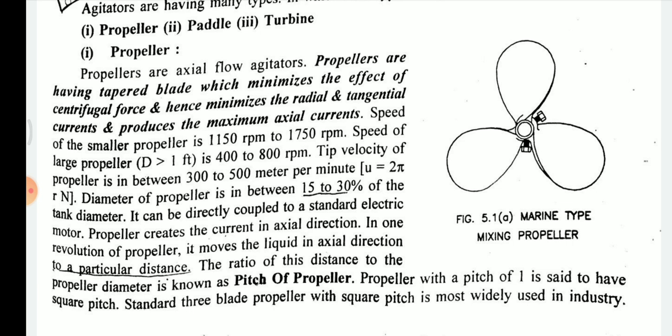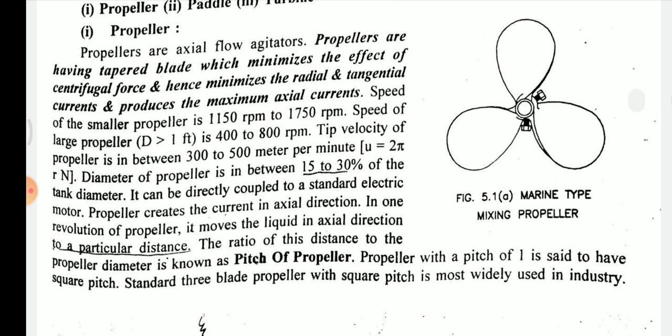Propellers are axial flow agitators, which create a flow in the axial direction only. Propellers have a tapered blade, which minimizes the effect of the centrifugal force and hence minimizes the radial and tangential currents, and it produces the maximum axial currents.